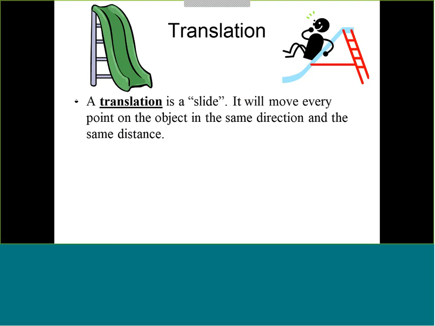So a translation can also be referred to as a slide. It will move every point on the object in the same direction and the exact same distance. So think of just picking up an object and moving it to a new location. It's the exact same shape. All it's doing is just sliding it to a new spot.